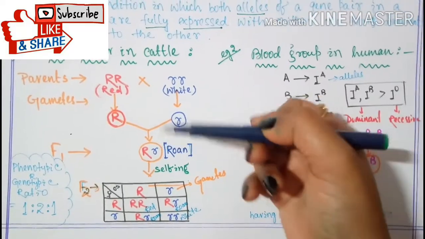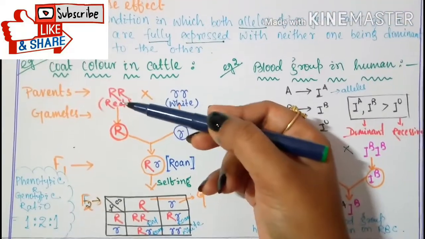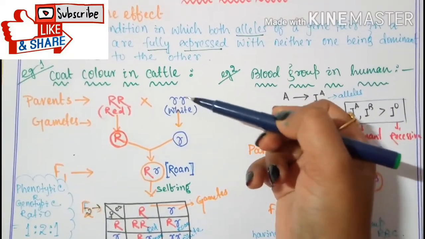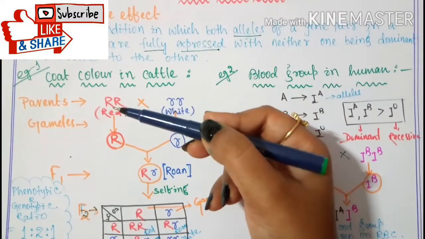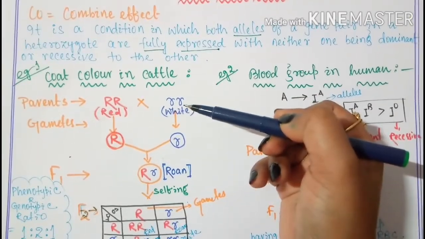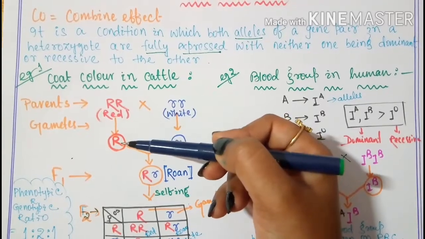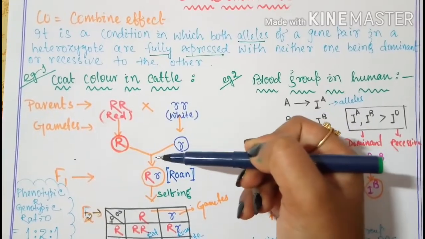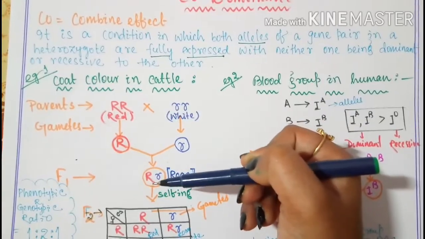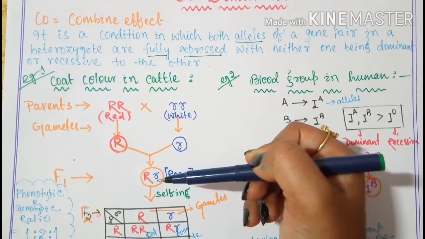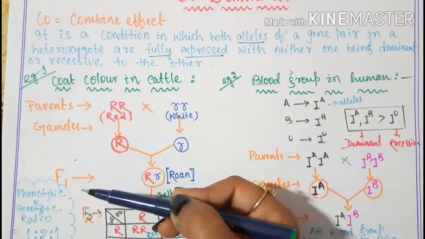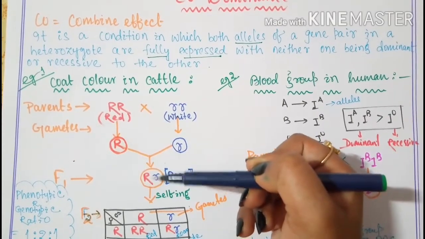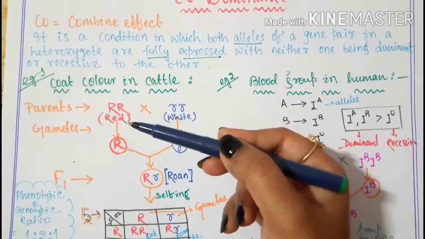Here the character redness is represented by a capital letter, R, and whiteness is represented by a small letter, r. Here the gamete is capital R, and here it can produce only one type of gamete, small r. By combining both of these gametes we get a new genotype, that is capital R small r, the heterozygote in the F1 generation, which does not show any dominance character as per Mendelism.